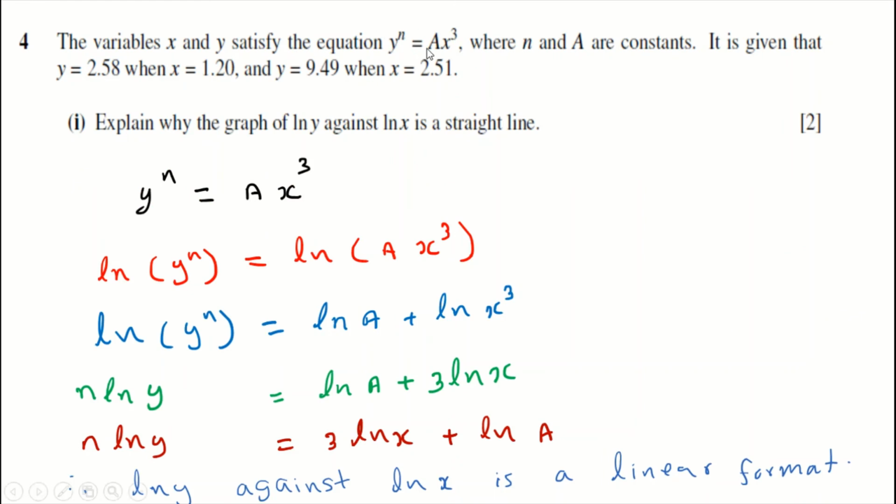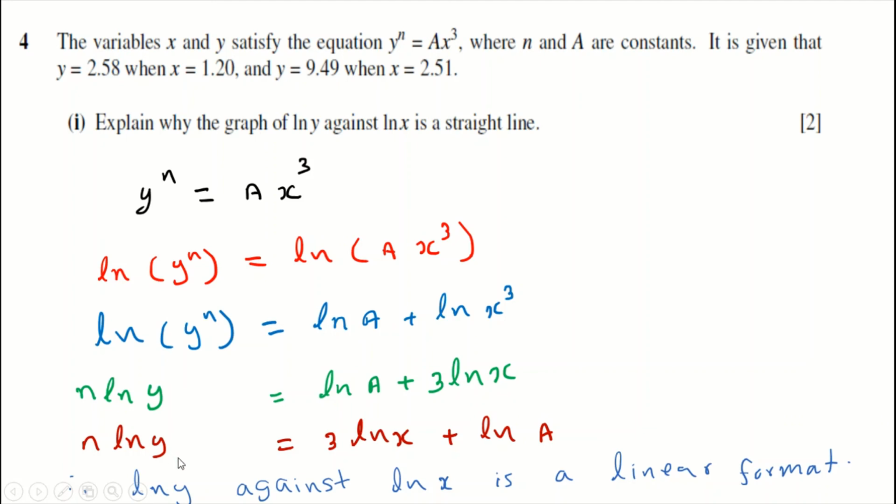We are given y to the power n equals a x to the power 3, and we are supposed to find the equation of ln y against ln x. So we will take logarithm on both sides. ln of y to the power n is equal to ln of a times x to the power 3. This is a product, so it could be written as a sum using log rules: ln a plus ln x to the power 3. Now these powers could be taken out as coefficients. Then we can write this as n ln y equals ln a plus 3 ln x.